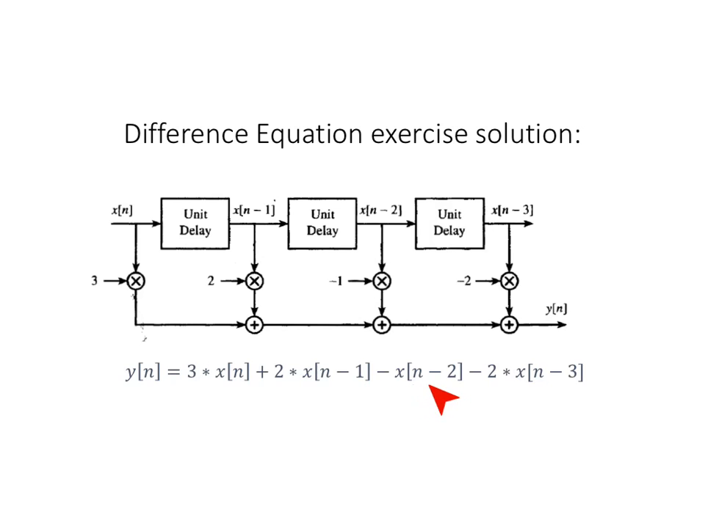This part of the equation represents this leg of the block diagram, where minus 1 is multiplying the output of the second delay, and then this last part of the block diagram, minus 2 multiplying the output of the last delay, is this part.